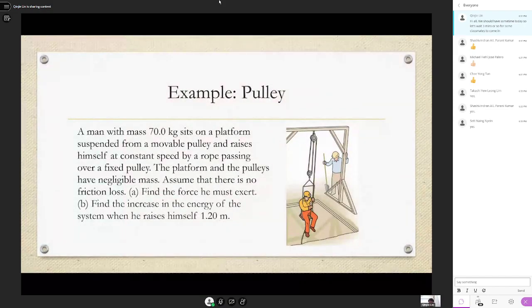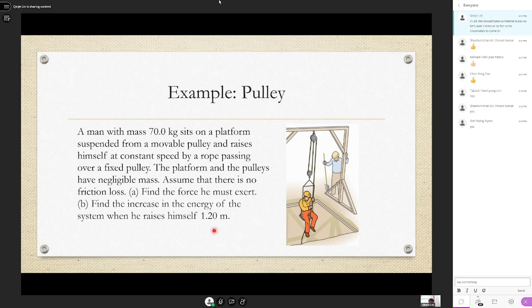And let's take a look at one example. A man with mass 70 kg sits on a platform suspended from a movable pulley and raises himself at constant speed by a rope passing over a fixed pulley. So it's illustrated here again on the right. The platform and the pulleys have negligible mass. Assume that there is no friction loss. Find the force he must exert. And part B, find the increase in the energy of the system when he raises himself 1.2 meters.